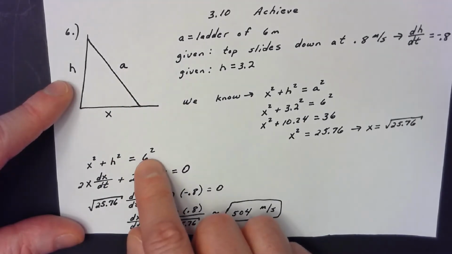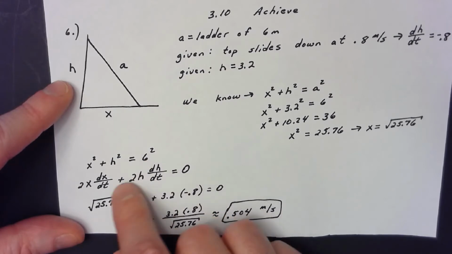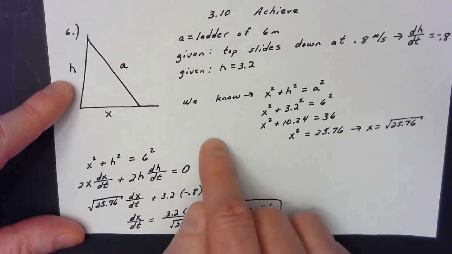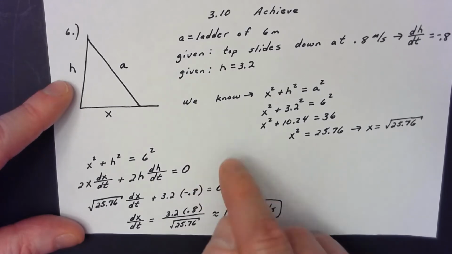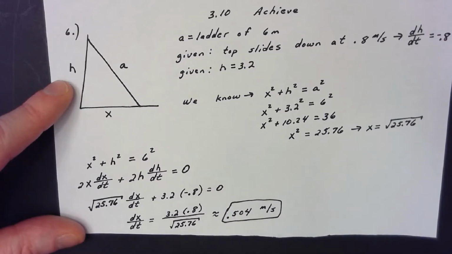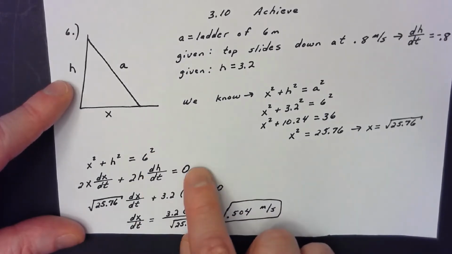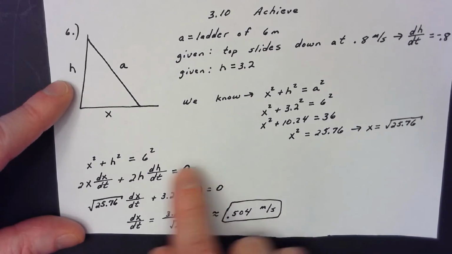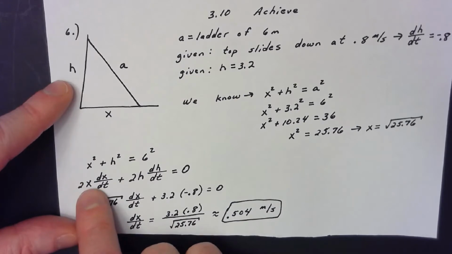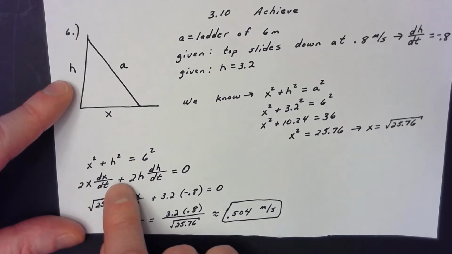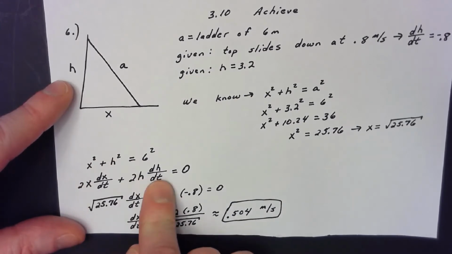Now, if you labeled that a squared and took the derivative, you get 2a dA dt on the right-hand side. And you would just need to understand that dA dt is 0 because the length of the ladder is not changing with respect to time. No matter what you do, you need a 0 on the right-hand side when you take the derivative. When I take the derivative of the left-hand side, I'll get 2x dx dt plus 2h dH dt.